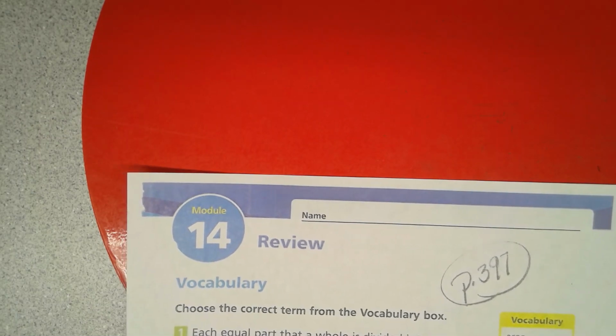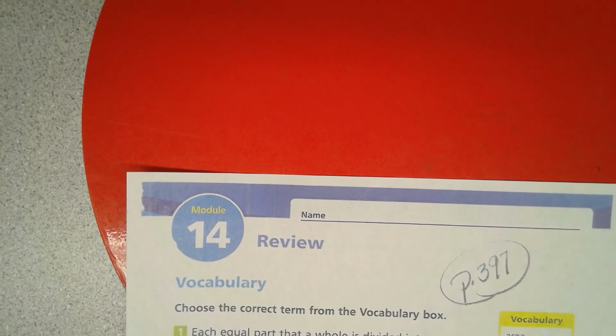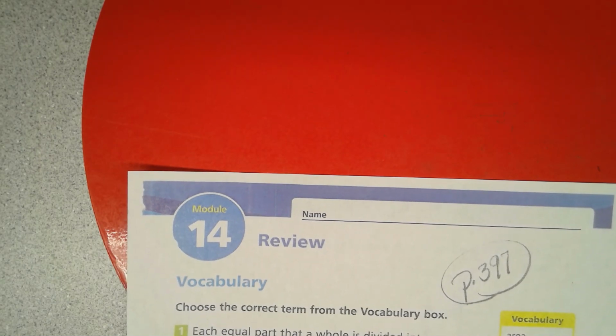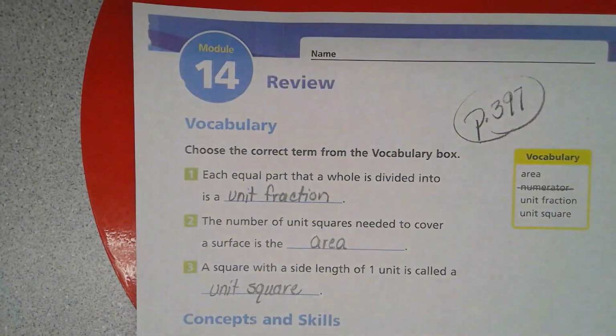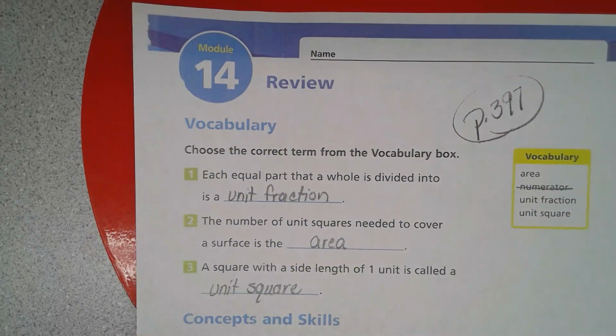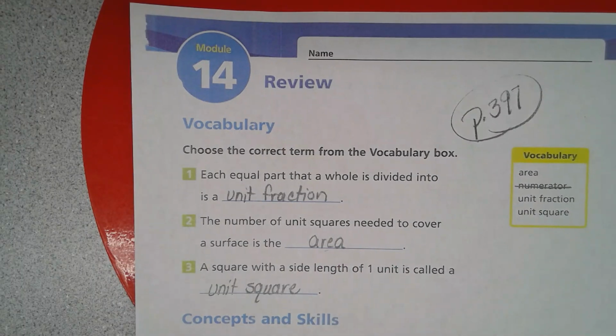Number 1, each equal part that a whole is divided into is a unit fraction, okay? That's just the definition. And that was in one of those yellow boxes. If you need to go back in Module 14 and look, it's right there in one of those boxes. All right, the number of unit squares needed to cover the surface is the area. And a square with a side length of 1 unit is called a unit square. Okay? Sometimes these two get flip-flopped, so make sure you've got the right unit in the right blank. So unit fraction here, area, unit square at the bottom.